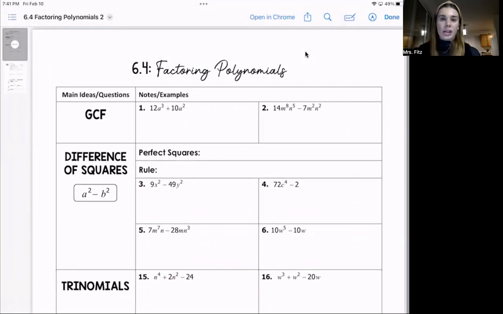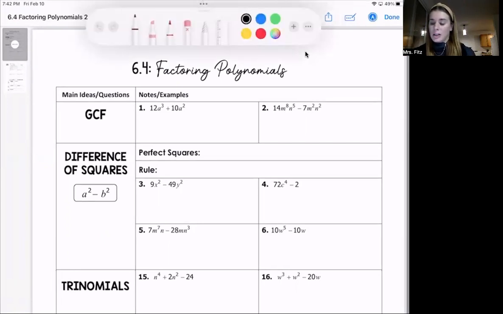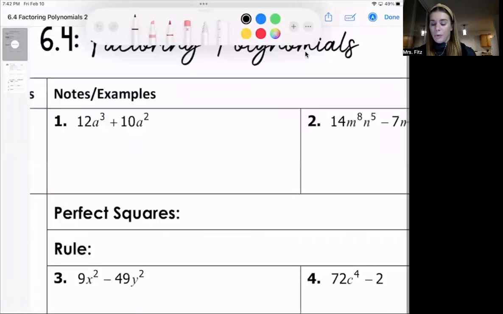Okay, so the first thing is we're going to review finding a GCF, which stands for greatest common factor. So what we're going to do is I'm going to do all of the odd problems, and then I'm going to have you pause the video to do the even problems within each section. Okay, so looking at the first section, we have greatest common factor. Let's go ahead and look at example 1.